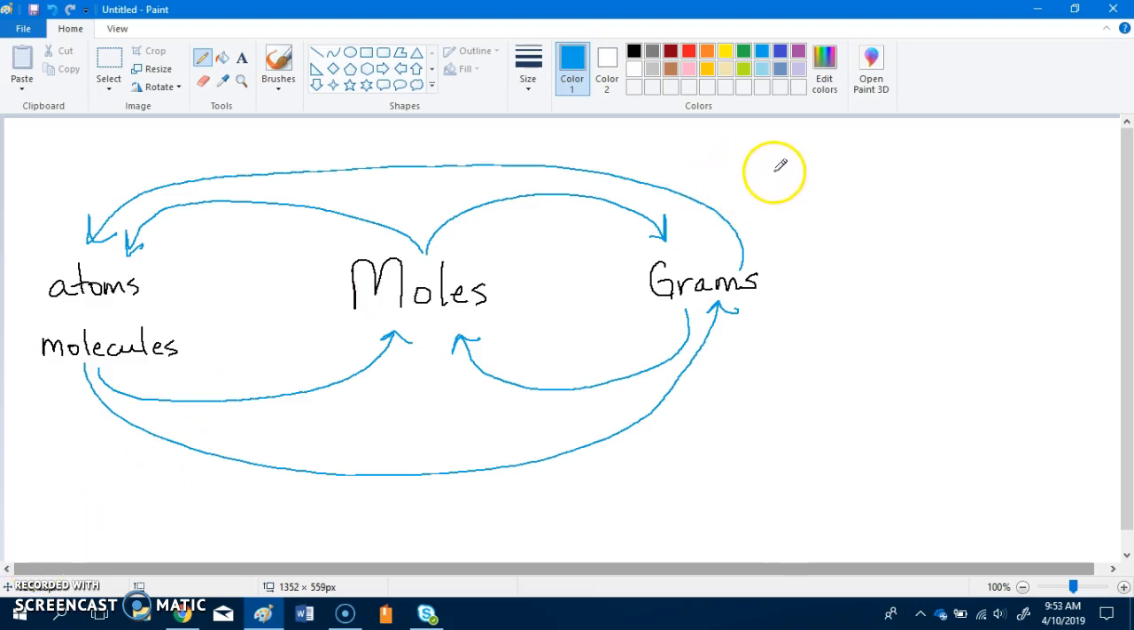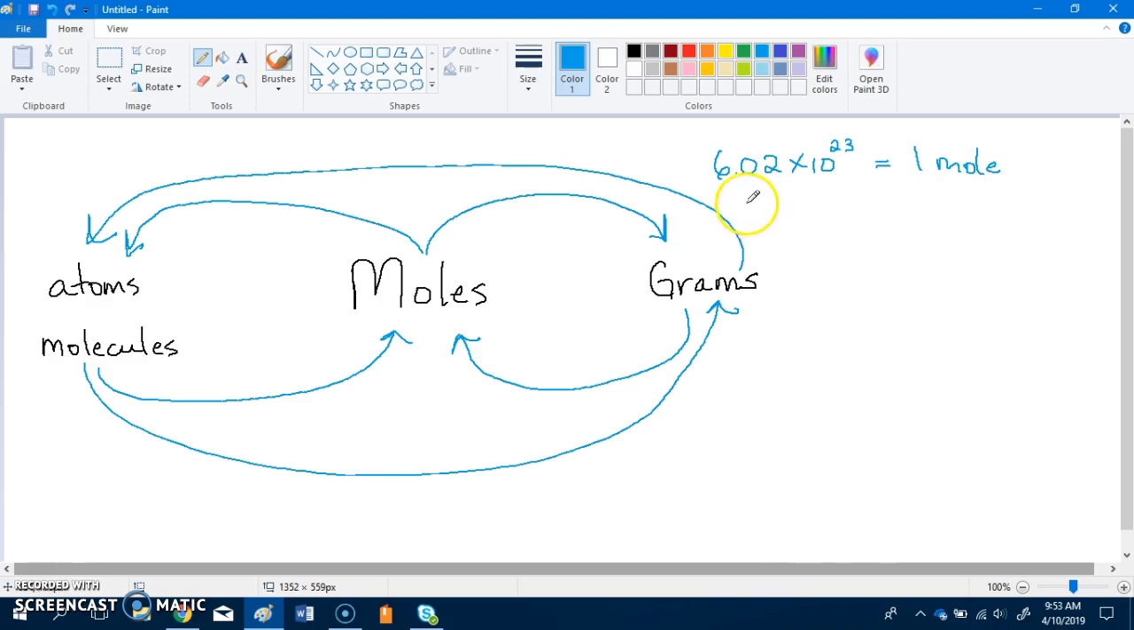So first of all, we have to talk about the conversion factors that we use, and the first one being Avogadro's number of 6.02 times 10 to the 23. That's how many things are in 1 mole. So if you're counting atoms, you're going to have 6.02 times 10 to the 23 atoms in a mole. If we're talking about molecules, you have 6.02 times 10 to the 23 molecules in 1 mole. So this number pertains to anything that you are counting in the mole.